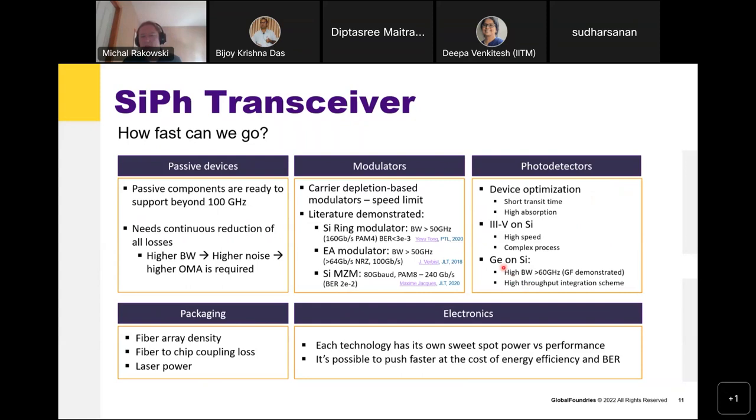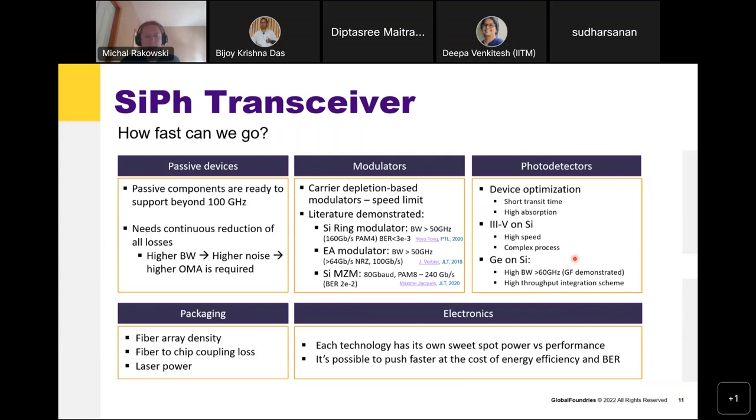We also have demonstrated very fast detectors here, but there are also some other materials entering that area, like III-V. It's of course making the process complex, and definitely this could be considered as a next generation of either detectors or using III-V for modulators, even monolithically integrated light sources. But probably it would be considered as a next generation.